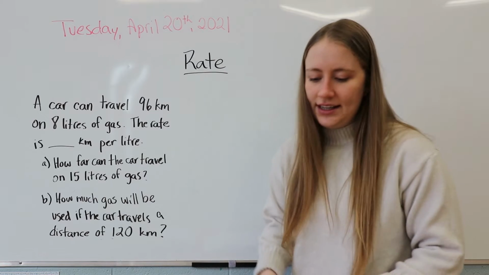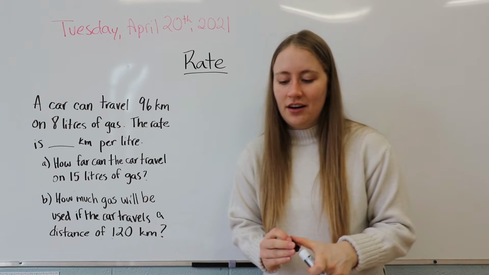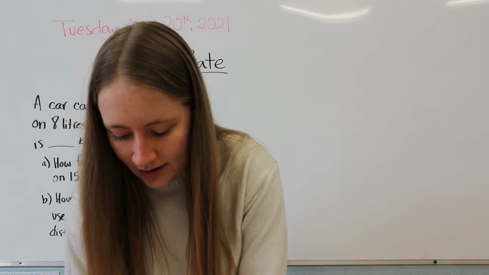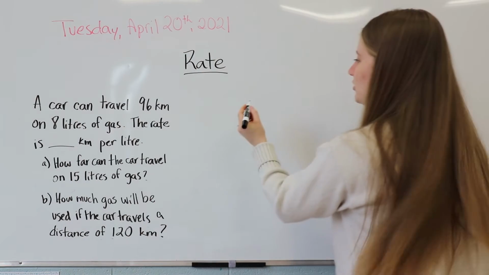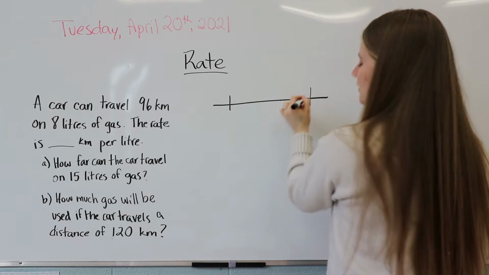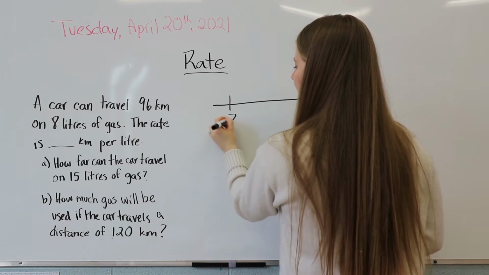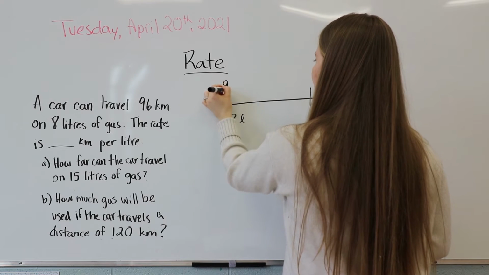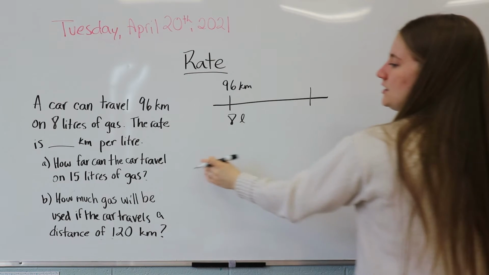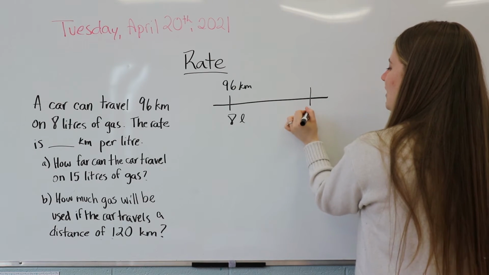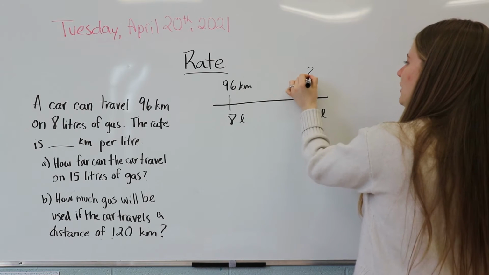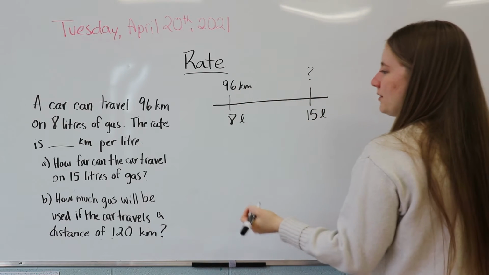Okay, so let's start by drawing our line diagram. And you'll see that it actually has it in the textbook for you already in the little thought bubble, but we're going to draw it up here. Okay, we've got our 2 spots. We have 8 liters at 96 kilometers. And we're going to start by labeling it for A, which is 15 liters. And the question mark is for how many kilometers.